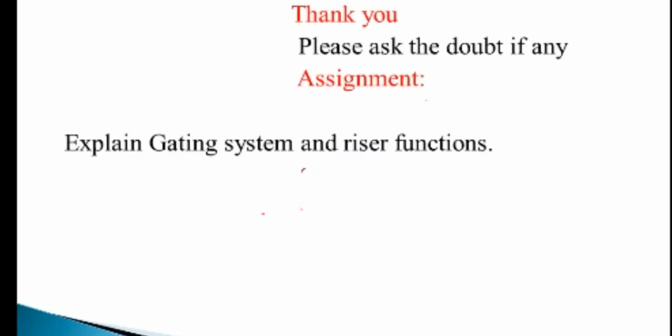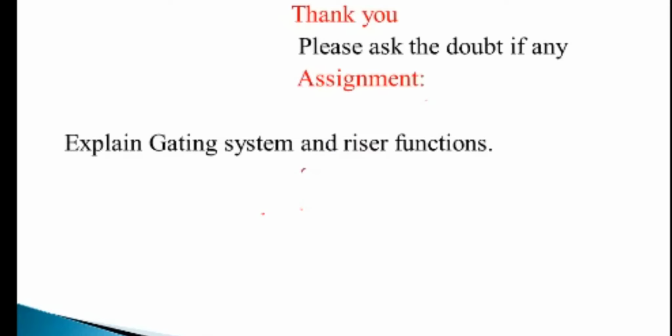Next comes your gating system. What is a gating system? The gating system consists of many elements, starting from the top, by which we are pouring: ladle, basin, sprue, then horizontal runner, in-gate, riser. All these elements joined together become the gating system.